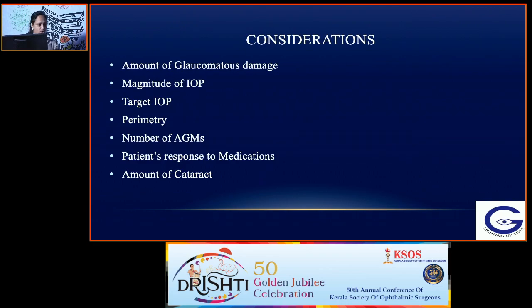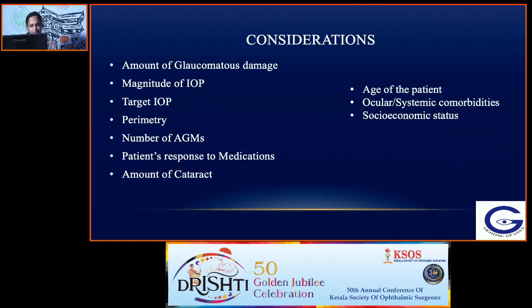So, what are the things you have to consider before deciding? You have to find out the extent of glaucomatous damage, the stage of the disease, the presenting intraocular pressure, and what your target IOP is. Do a perimetry to see the severity of the damage, and consider the number of AGMs the patient is currently on, how the patient is responding to the medication, make sure the patient is compliant and tolerant of the anti-glaucoma medication, and also consider the amount of cataract.